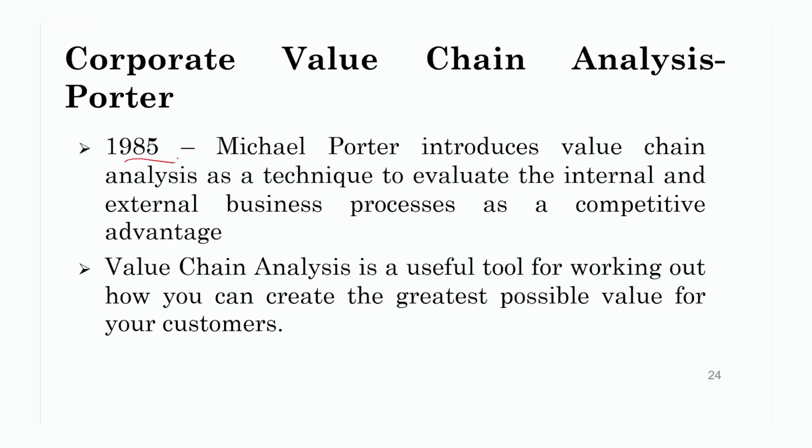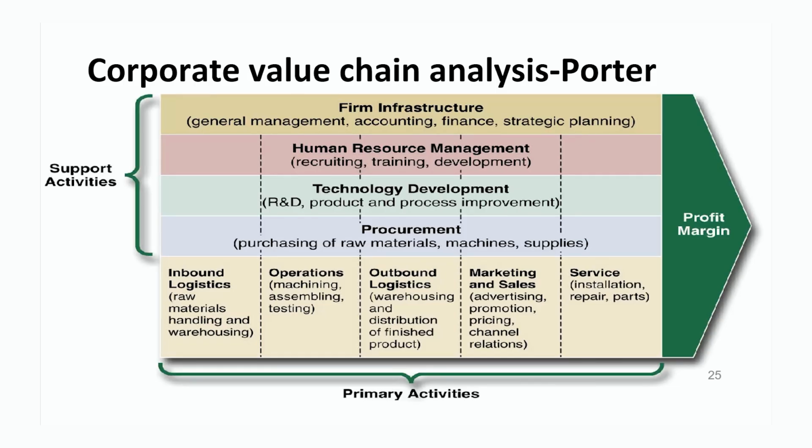Then moving to corporate value chain analysis, which was given by Michael Porter in 1985. Corporate value chain analysis is based on the fact that there are two types of activities in a particular company: primary activities and support activities. Primary activities are the ones which are directly associated with production or delivering of goods and services.